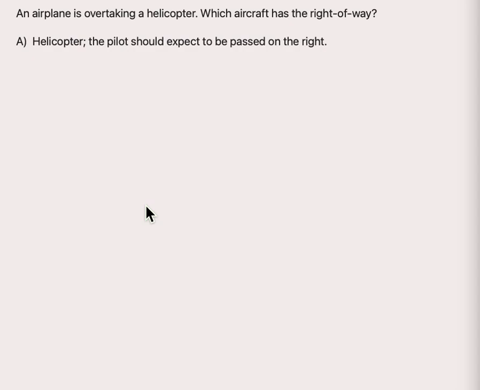An airplane is overtaking a helicopter. Which aircraft has the right of way? The helicopter has the right of way. The pilot should expect to be passed on the right. The helicopter does. And the pilot should expect to be passed on the right.